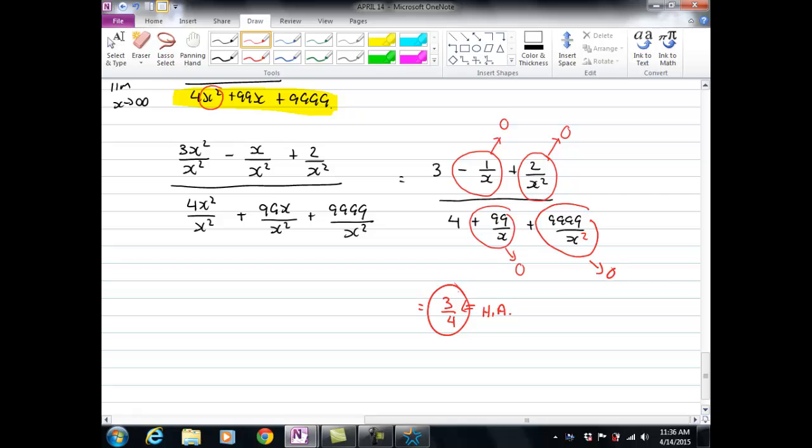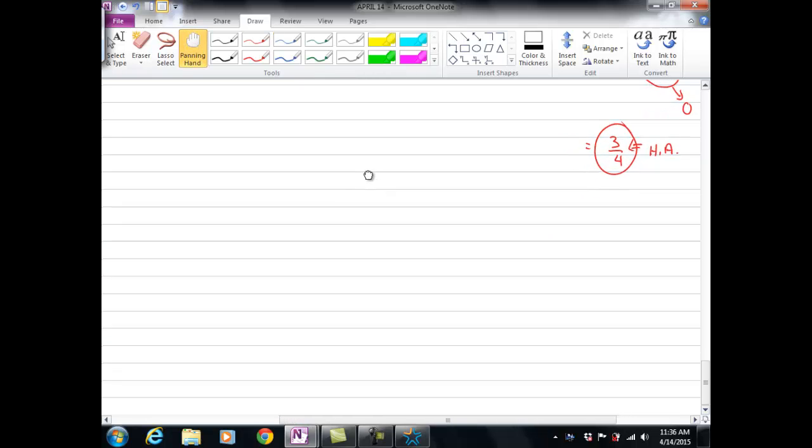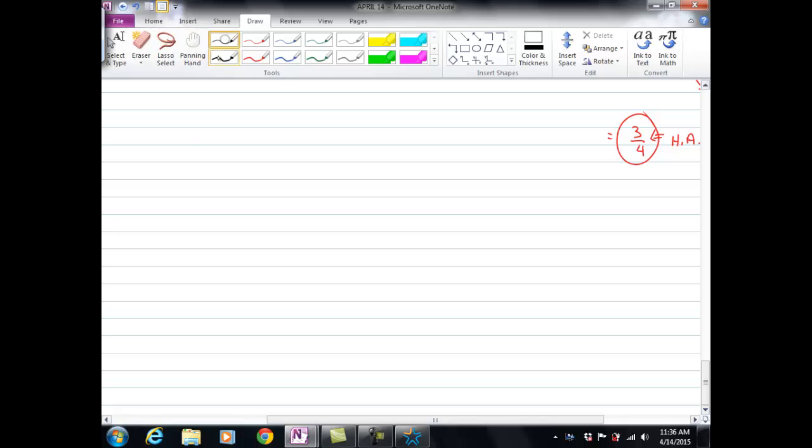Try this question. Somebody say, hey, Mr., that was fun. I know it was fun. Try this. f of x equals 2x squared plus 1 over 3x minus 5. I'm going to pose a key. Remember, the key is the highest power in the denominator.